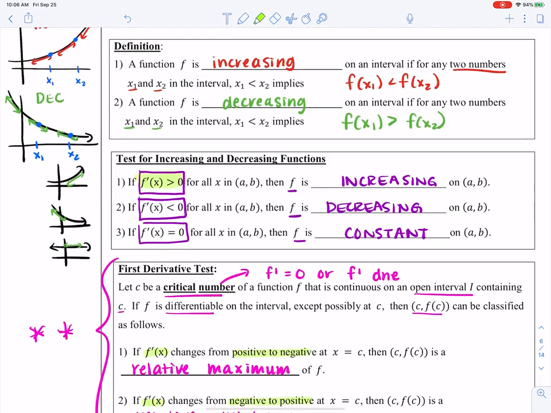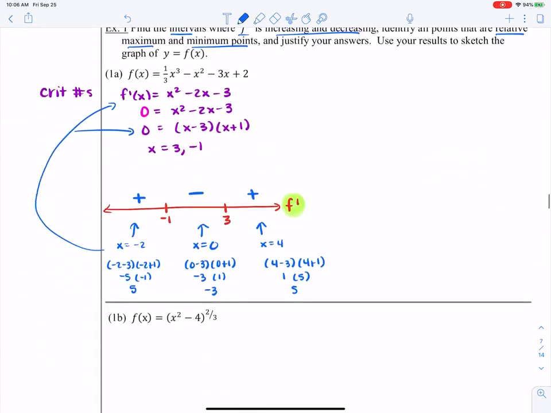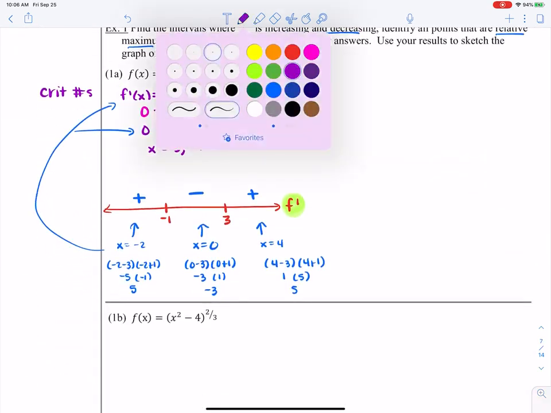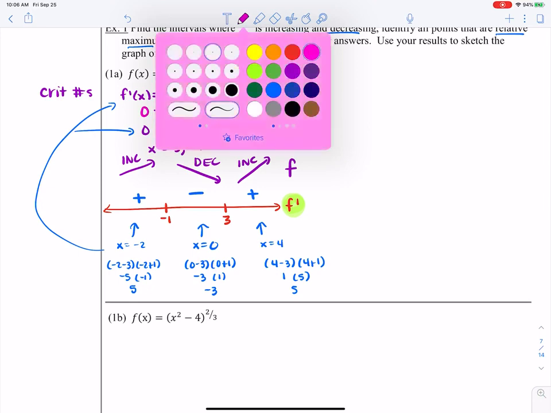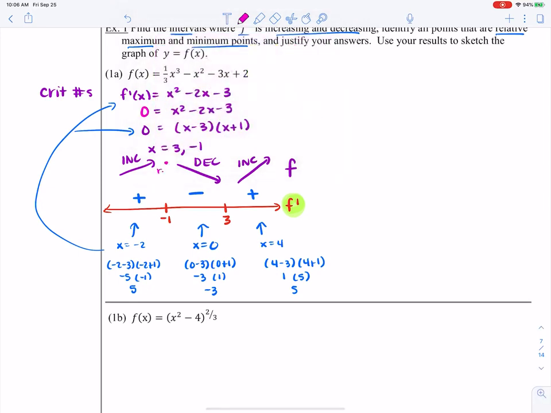Based on the signs of these derivatives, I can tell what f is going to be doing at these points. So above this sign chart, I'm now going to specify what f is doing. If the derivative is positive, then f is increasing. If the derivative is negative, then f is decreasing. And if the derivative is positive, f is increasing. Not only that, but I can also see that this is going to create a relative max right here. And this is going to create a relative min because the derivatives are changing sign.